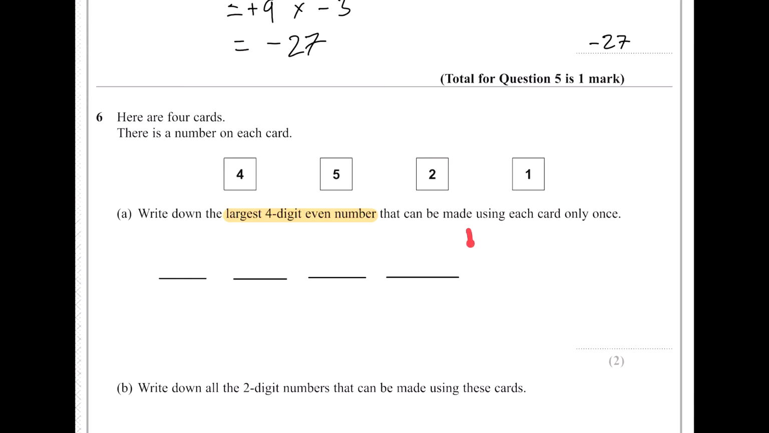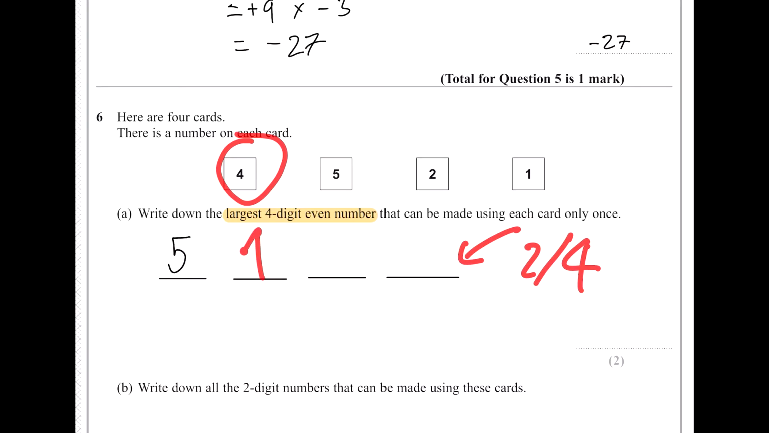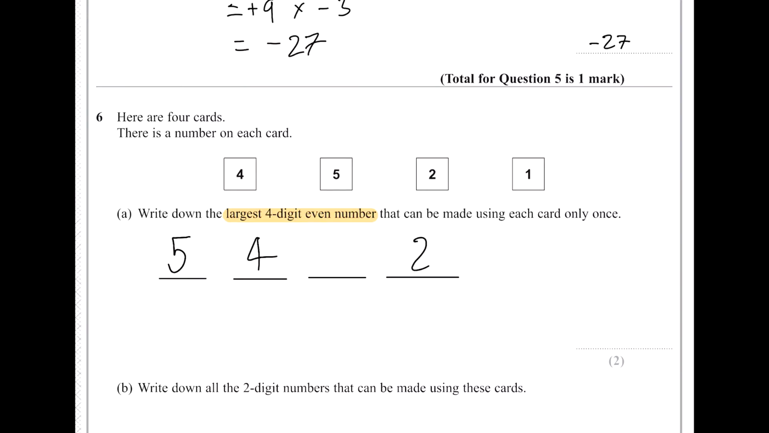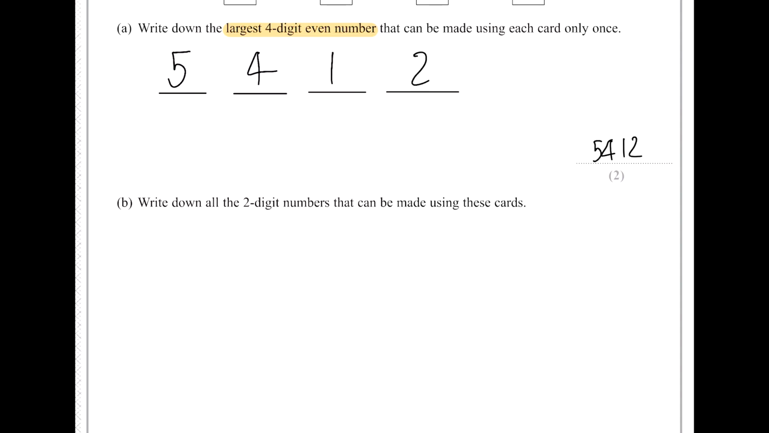So if we say that the last digit is either 4 or 2, and we start off by filling the first digit, the biggest number we have is 5. Then the second biggest is 4, but remember, the last digit could only be 2 or 4. So if the second one has to be 4, that fixes the last one as 2. So we have a 4 here. This one has to be 2 to make it even, and then there has to be a 1 here. So our number is 5412.